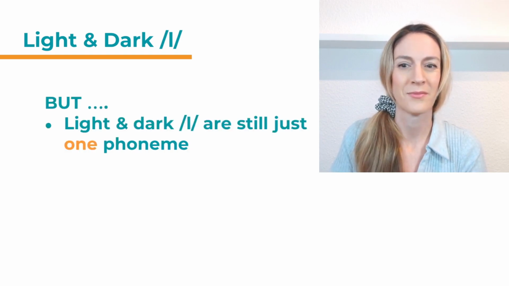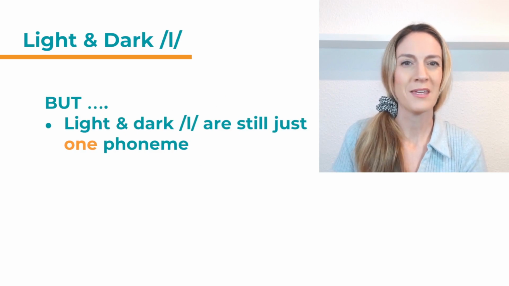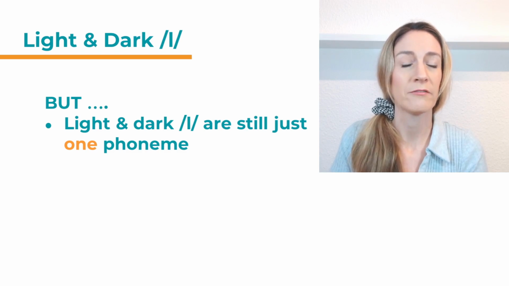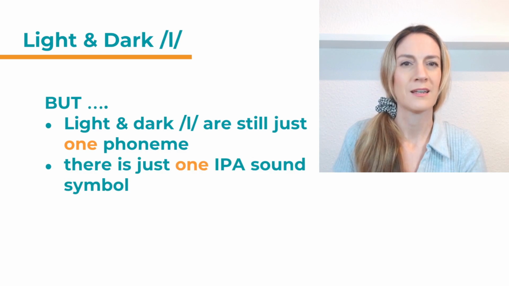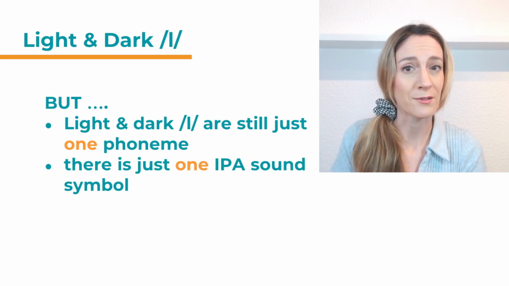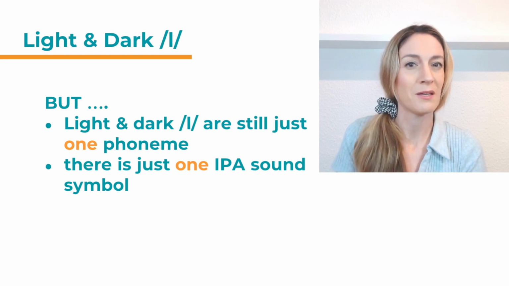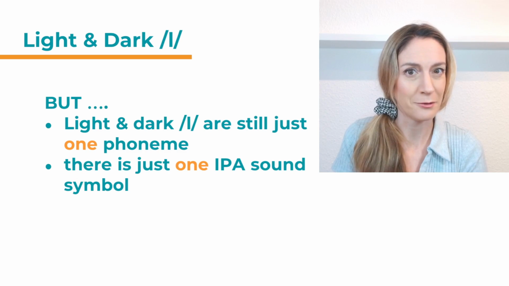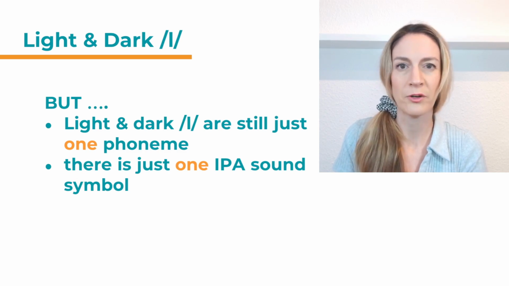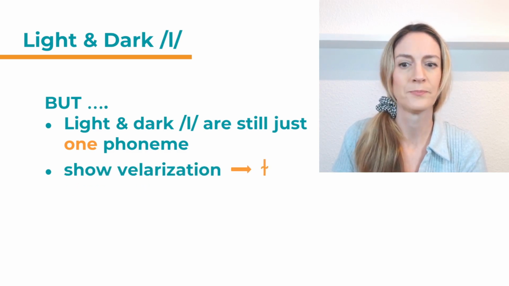Now, there's something important to remember though. The light and dark L are still just one phoneme in English. And what does that mean? That means, number one, there's only one IPA sound symbol, the L, which is probably why you hadn't maybe heard of the dark and light L before, because really it's one phoneme, there's just one symbol.